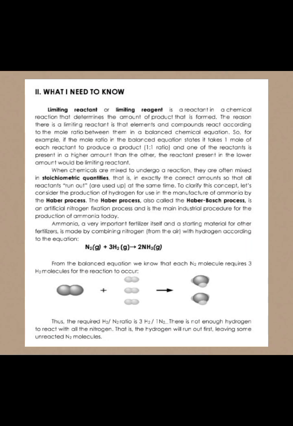Limiting reactant or limiting reagent is a reactant in a chemical reaction that determines the amount of product that is formed. The reason there is a limiting reactant is that elements and compounds react according to the mole ratio between them in a balanced chemical equation. So, for example, if the mole ratio in the balanced equation states it takes 1 mole of each reactant to produce a product, a 1:1 ratio, and one of the reactants is present in a higher amount than the other, the reactant present in the lower amount would be the limiting reactant.